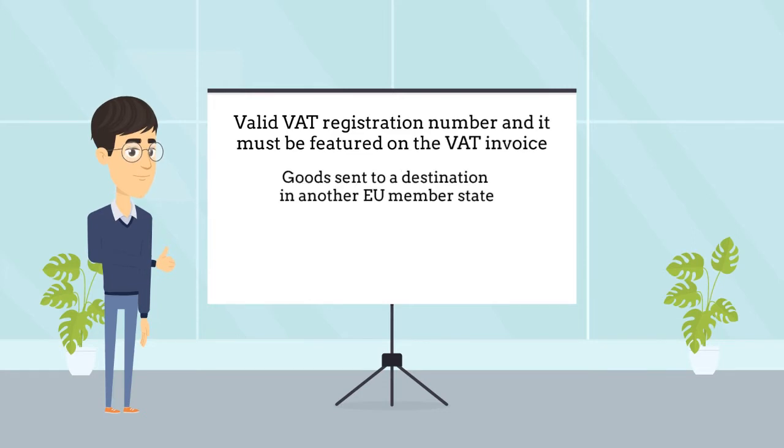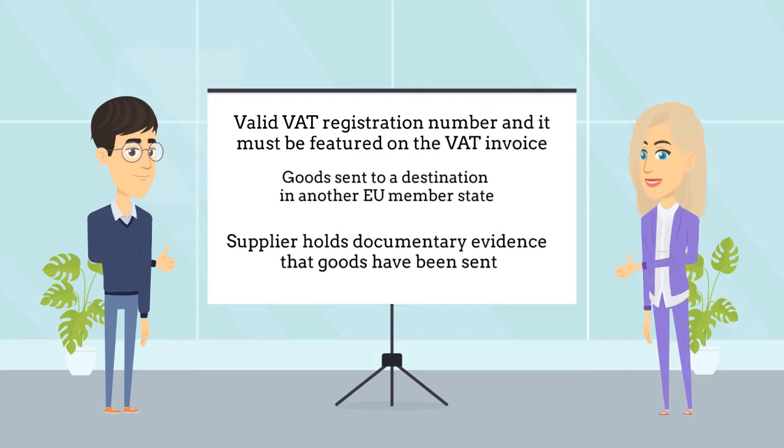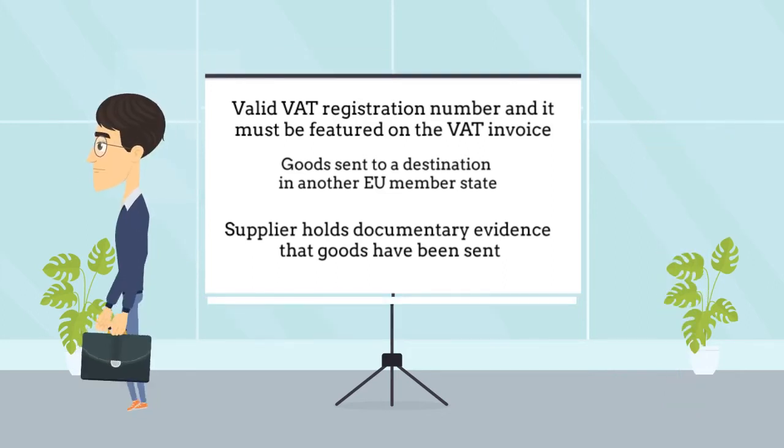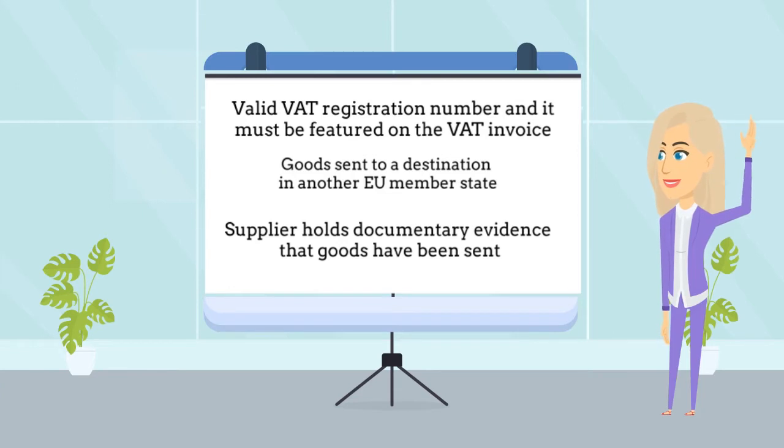Secondly, the goods must be sent to a destination in another EU member state. So if they were sent to France, that's okay, because that's within the EU member states. Thirdly, the supplier must hold documentary evidence that the goods have been sent. So if all of the above conditions are met, then if Gill's company sells to Edward's company in France, she can apply a zero rate of VAT to her sales invoices.